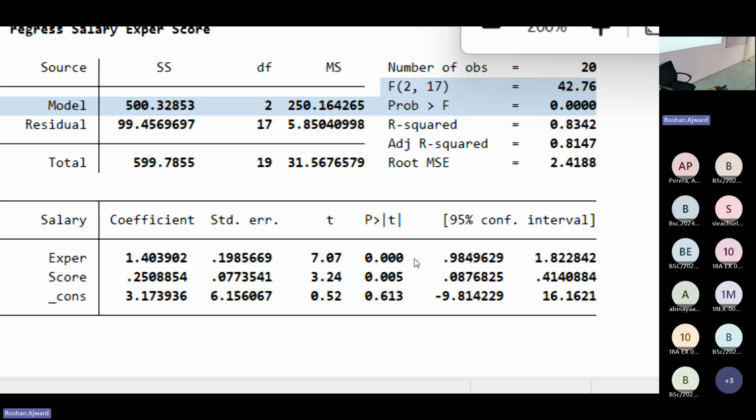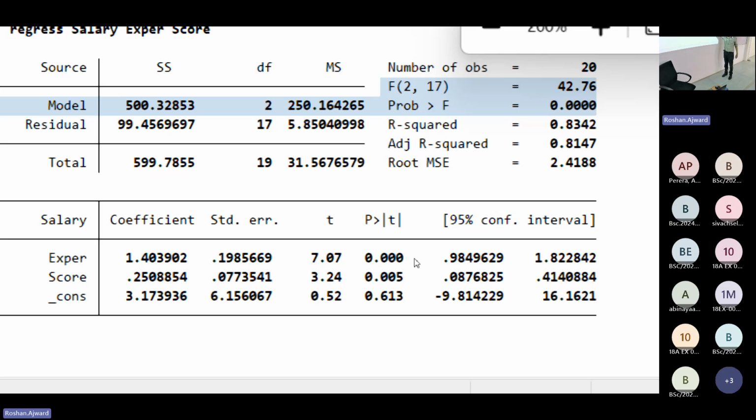Then I interpreted the coefficient of experience. The experience coefficient is 1.404. How do you interpret that? If the experience goes up by 1 year, the salary goes up by $1,404, because there's a positive sign here.